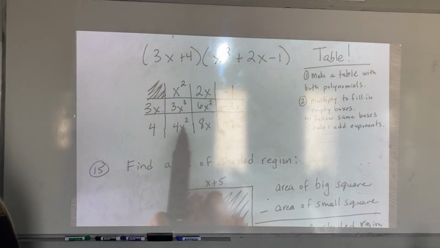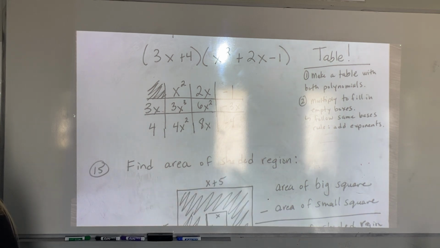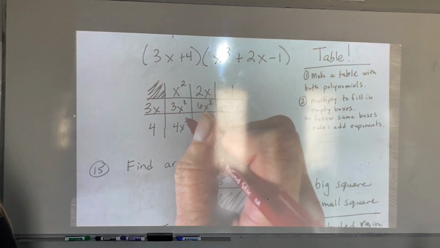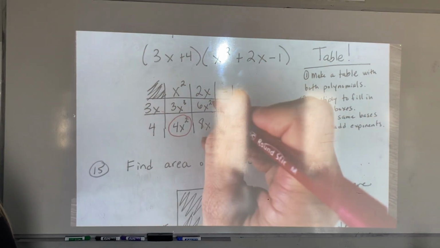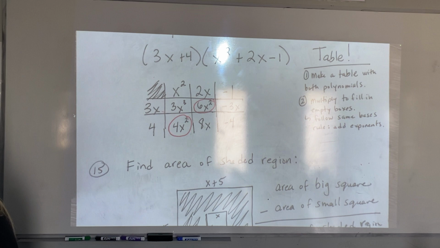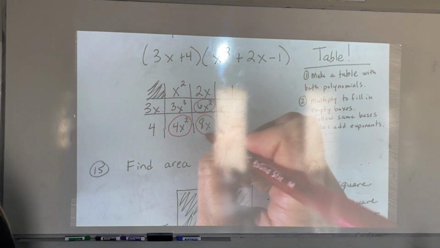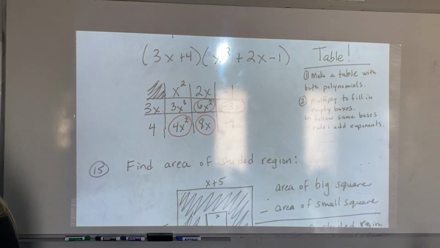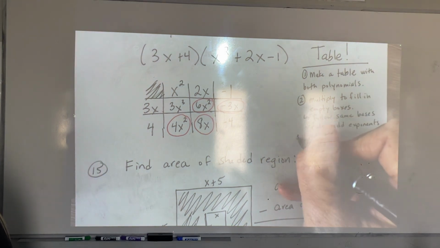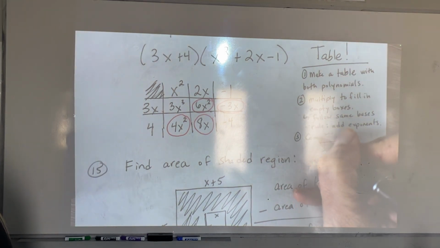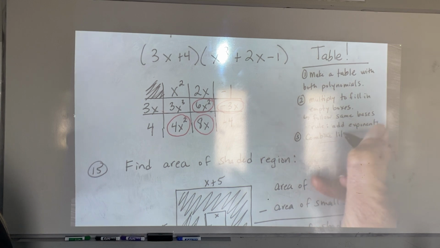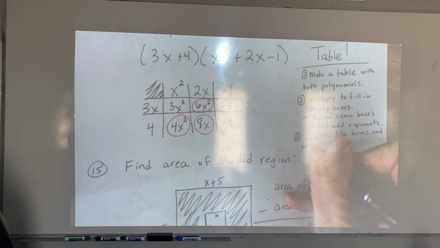1, 2, 3, 4, 5, 6. Will we end up with 6 terms in our answer? Really? No. Notice anything that some of these have in common? Like terms. Like terms. So the last step is combine like terms and write in standard form.